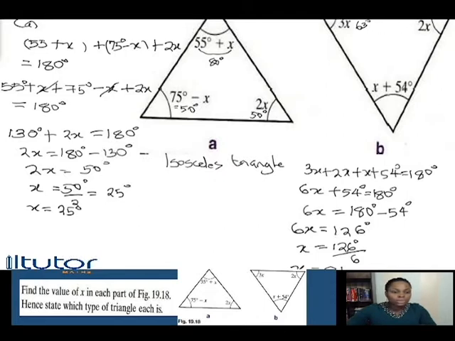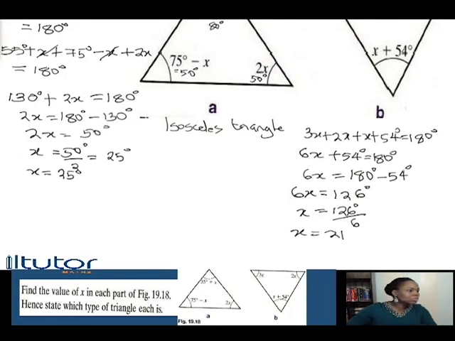I should write that with a different color. So this particular angle is 63 degrees, and then 2 times 21 here will give you 42 degrees. So this angle is 42 degrees, and this 54 plus 21.